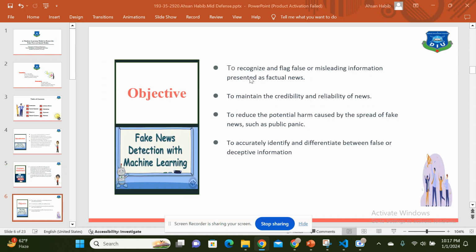Objective. The main objectives of fake news detection are four. Number one is to recognize and flag false or misleading information presented as actual news. Number two is to maintain the credibility and reliability of news. Number three is to reduce the potential harm caused by the spread of fake news, like public panic. And the last is to accurately identify and differentiate between false and deepfake information.